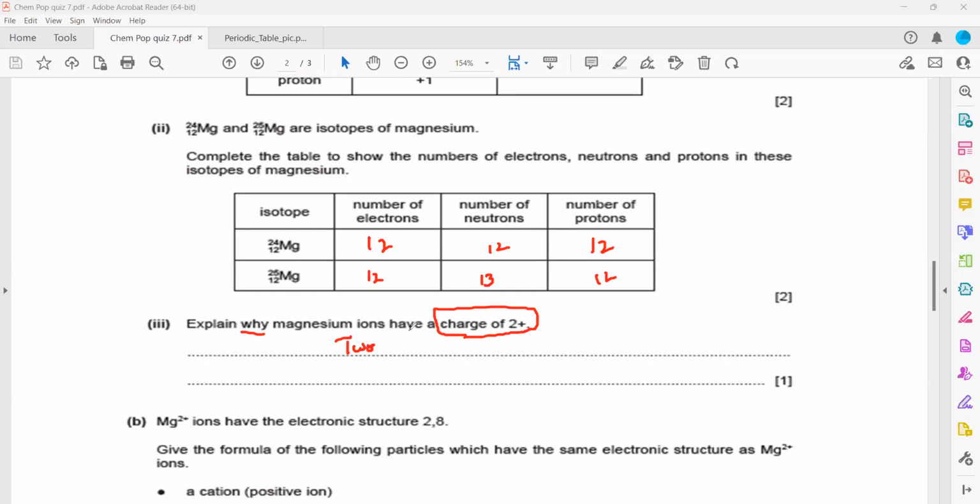A magnesium atom does not have any charge. What is the reason for that? Because it has equal number of proton and electron. But why magnesium ion will have a charge of +2? Because it has 2 extra protons compared to electrons. Or 2 more protons are there compared to electrons.